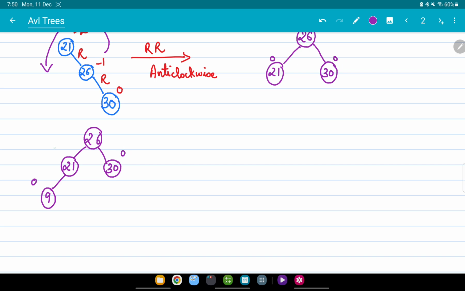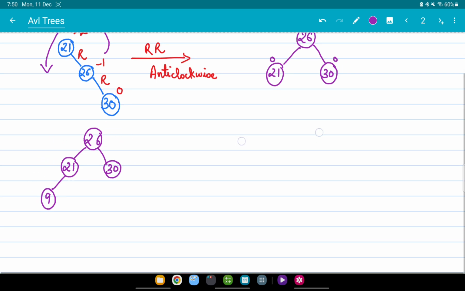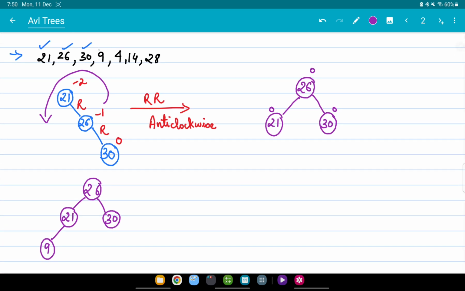For 21 it is plus 1 because there is 1 on the left side. And for 26 it is 2 on the left side and 1 on the right side, so 1. So 1 is the balance factor for 26. Right now the tree is balanced, so now we can insert our next node. We have inserted 9, the next node is 4.